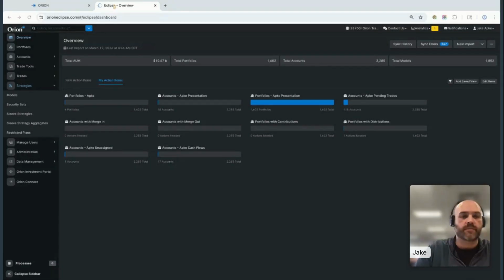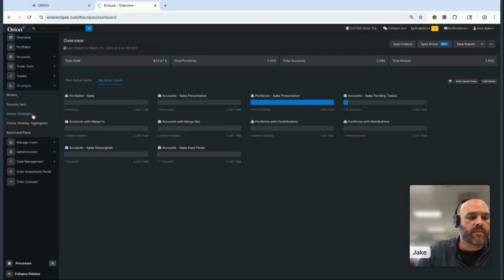Eclipse right here. Starting off, I want to talk through over here on the left-hand side. You're going to see on your menu bar, under strategies is the main area we're going to focus on today. We're going to talk about models and security sets most of the time, but I want to go through the other sections that correspond to models themselves.